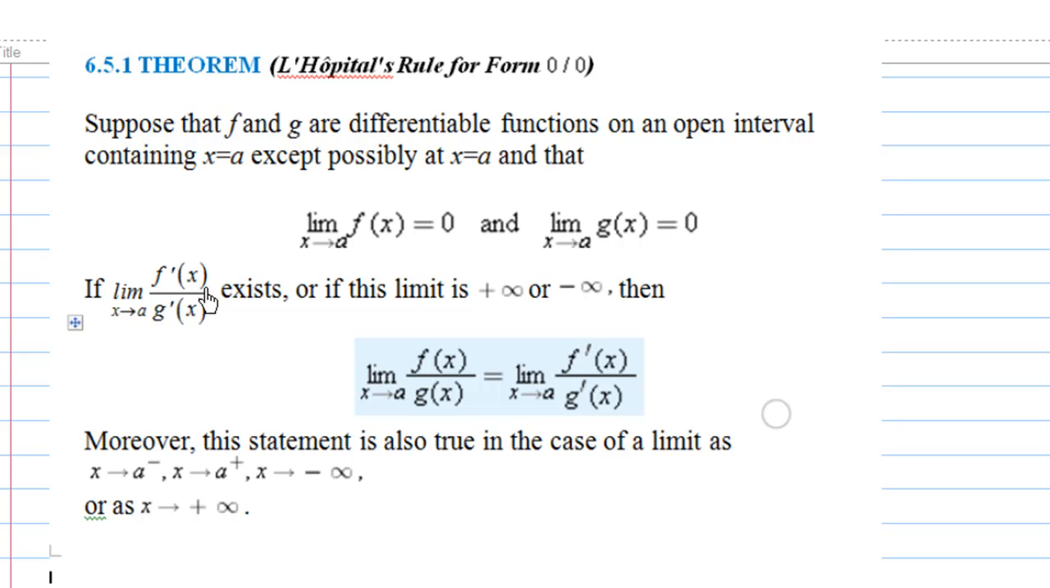If the limit of f prime x over g prime x exists, or if this limit is plus infinity or minus infinity, then the limit of f(x) over g(x) when x approaches a is the same as the limit of f prime x over g prime x when x approaches a. Moreover, this statement is also true in the case of a limit when x approaches a minus, x approaches a plus, or x goes to minus infinity, or x goes to plus infinity.